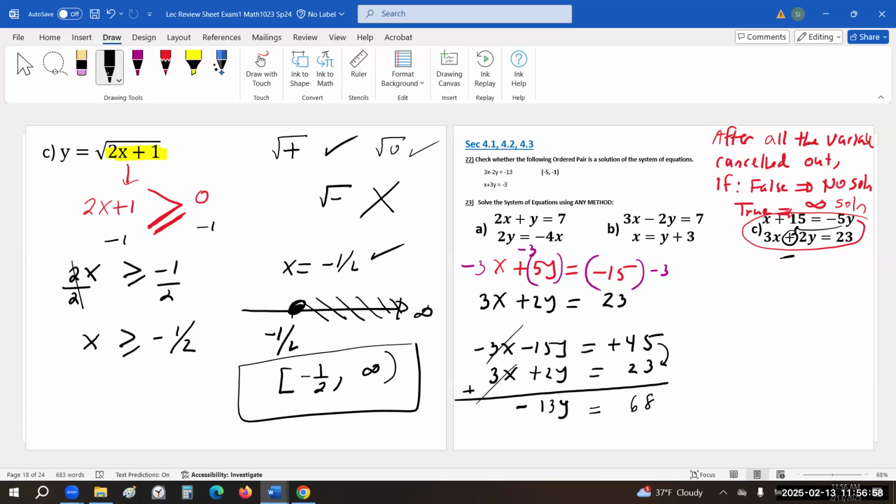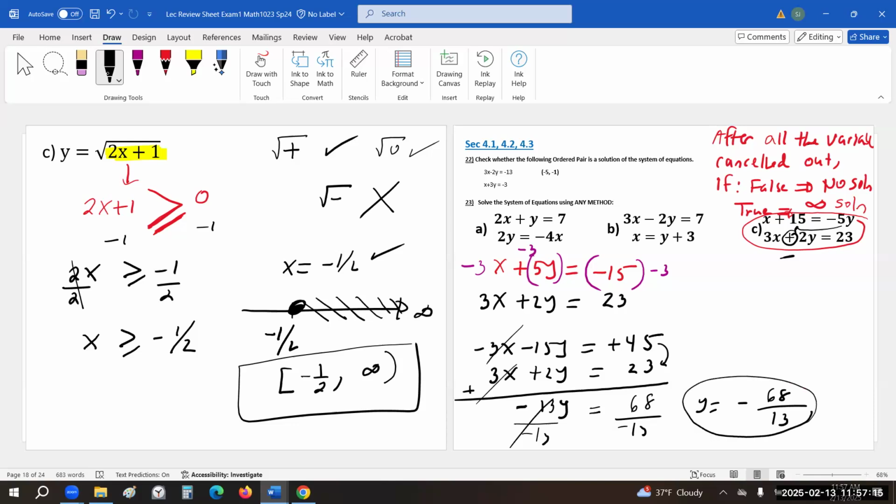We keep our sign. We need to divide by negative 13 on both sides. So we get the y value is negative 68 over 13. And it's not reducible. But in the exam, I'm going to give you something that is reducible. Okay.